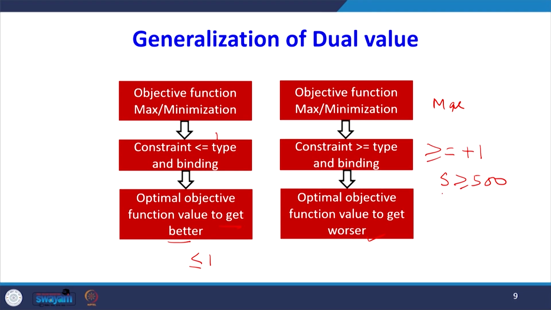Okay. Suppose you say this is greater than or equal to 7, and assume that this is a binding constraint. Suppose you make this 501. What is happening is that your expectation increases. When the expectation increases, the efficiency of that system will decrease. That means if it is a maximization, your profit will decrease. If it is a minimization, your cost will increase. That is the generalization of this dual value, either for constraints of less than or equal to type or greater than or equal to type.